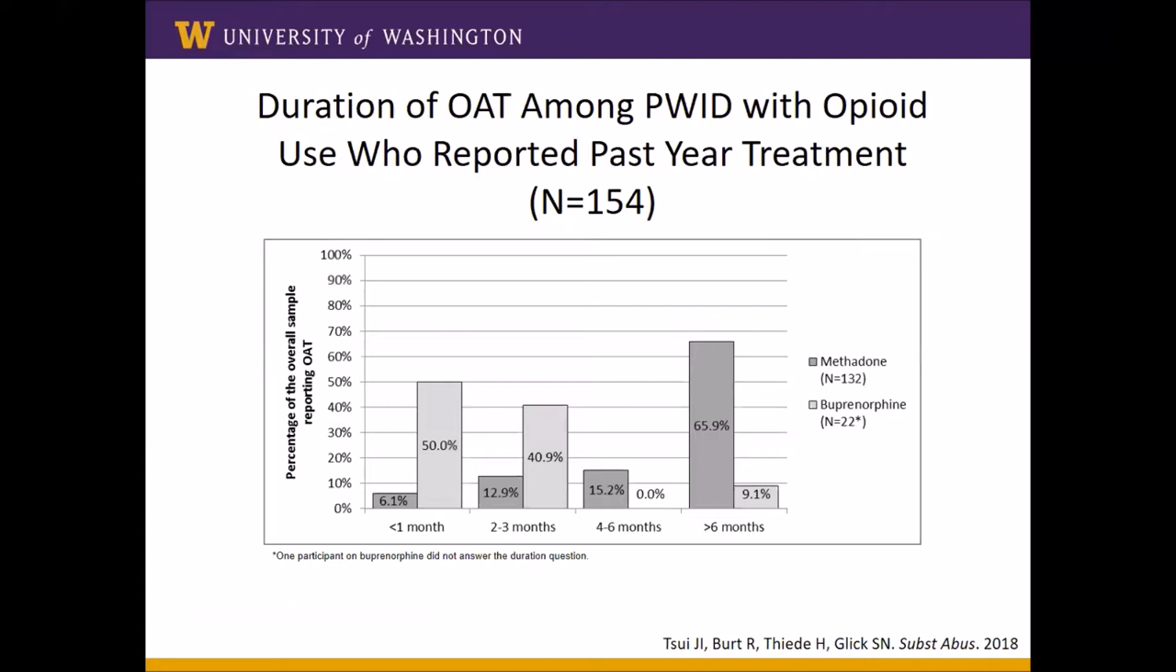In that study, we asked participants who had reported treatment how long they had been treated in the past year. And we found that among those who reported methadone treatment, the majority had been on medication for more than 6 months, which is good, which is maintenance treatment. But for buprenorphine, it was the opposite. Most individuals who had been treated reported that they received medications for 3 months or less.